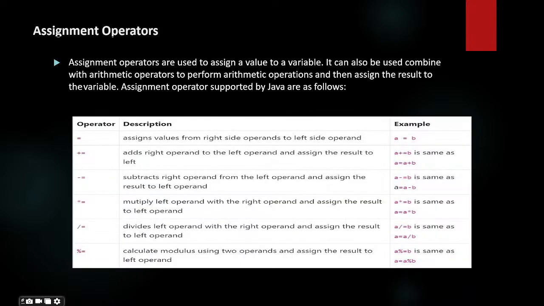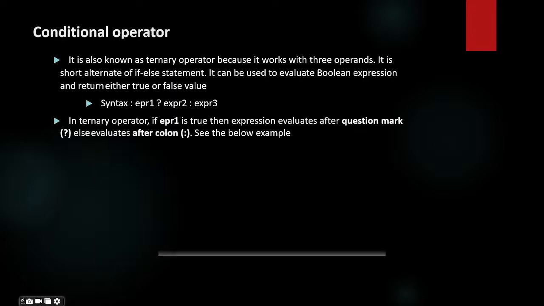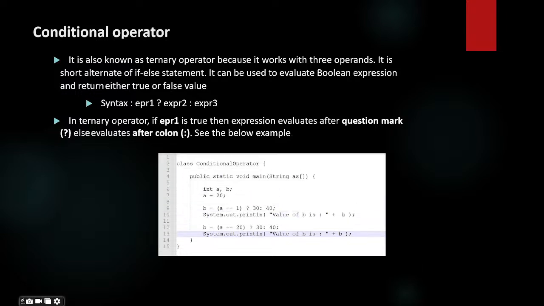After that, we have the assignment operators. We discussed equals, plus equals, minus equals, multiplication equals, division equals, and modulus equals. These operators come under assignment operators. Next, we discussed the ternary operator. The ternary operator we also call the conditional operator. It has three operands, that's why we call it the conditional operator or ternary operator.